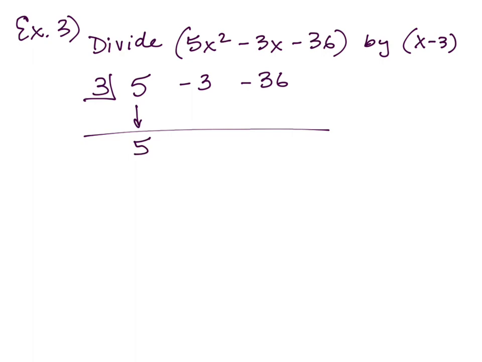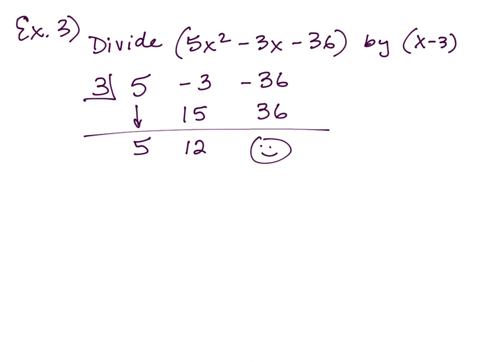And then we do negative 3 plus 15. 12 times 3. 36. Negative 36 and positive 36. That's my favorite. A remainder of 0 indicates that we've found factors.